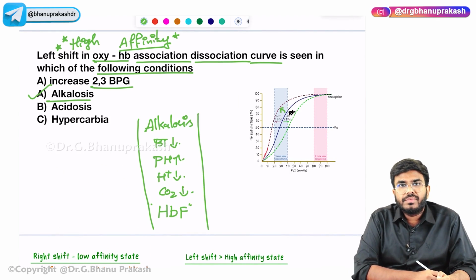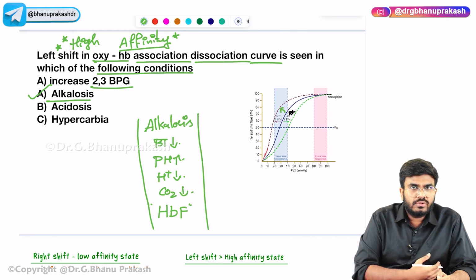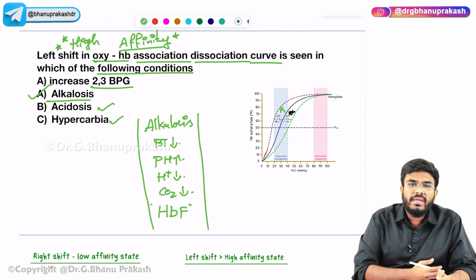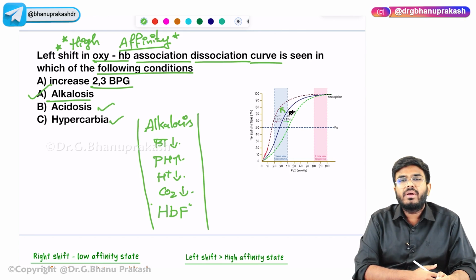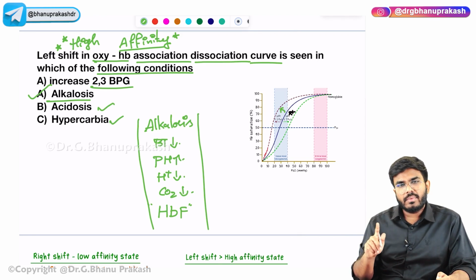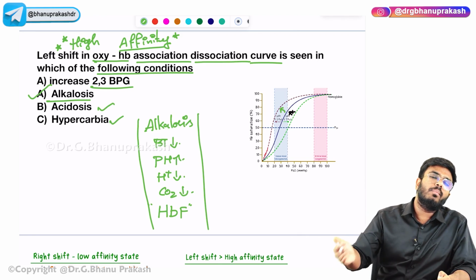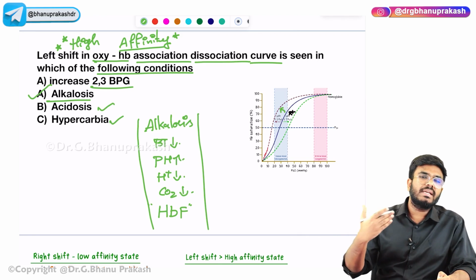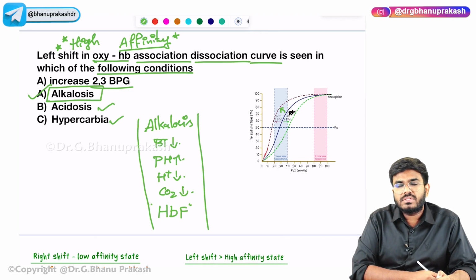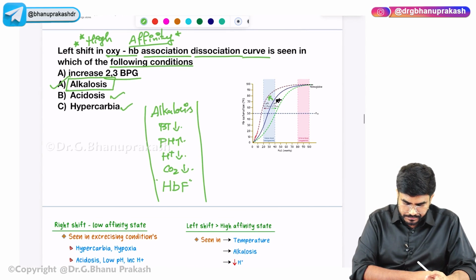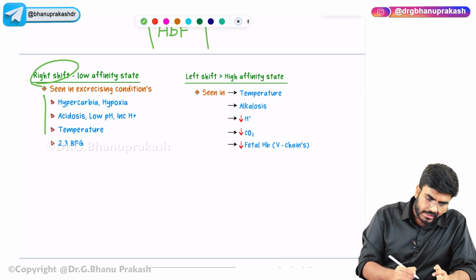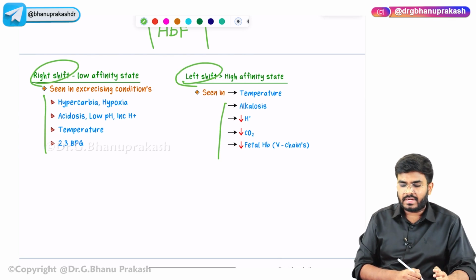Increase in 2,3-bisphosphoglycerate or 2,3-diphosphoglycerate, and acidosis, hypercarbia, more temperature, low pH, high proton concentration, exercising conditions, all of them will cause the right shift, where hemoglobin is giving more oxygen to the tissues, more oxygen is getting delivered to the tissues. But wherever there is alkalosis, there is going to be left shift. So here I gave the list of when you will be having right shift conditions and when you will be having left shift conditions.